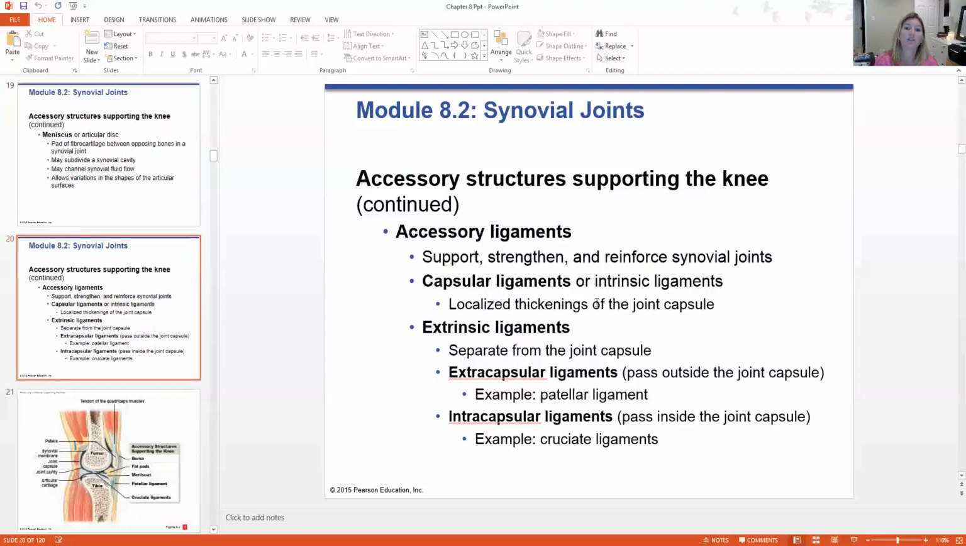Along with the knee, we again had the bursa, the meniscus, the fat pads. We also have accessory ligaments. We talked about the quadriceps tendon as not being a part of our knee joint, but we do have other accessory ligaments. We have capsular ligaments or intrinsic ligaments. These are just little tiny ligaments within the joint capsule. Then you have extrinsic ligaments. These are separate from the joint capsule. Extracapsular and intracapsular ligaments: you have the patellar ligament, which is outside of the joint capsule, and then you have the cruciate ligaments, which are inside the joint capsule.